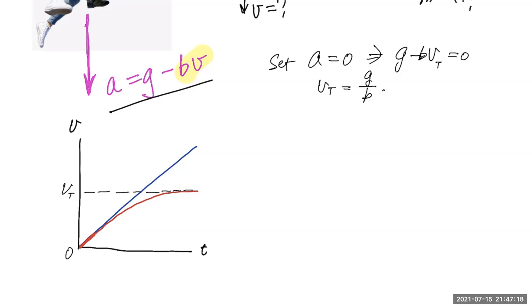Okay, now, given this acceleration, even though it's not uniform, we know the expression at least. Can we find v as a function of time? That is, can we find the exact shape of this red curve? Well, let's try that. a is dv/dt, right? So we know dv/dt equals what? g minus bv, right? So that's the equation we have for v.